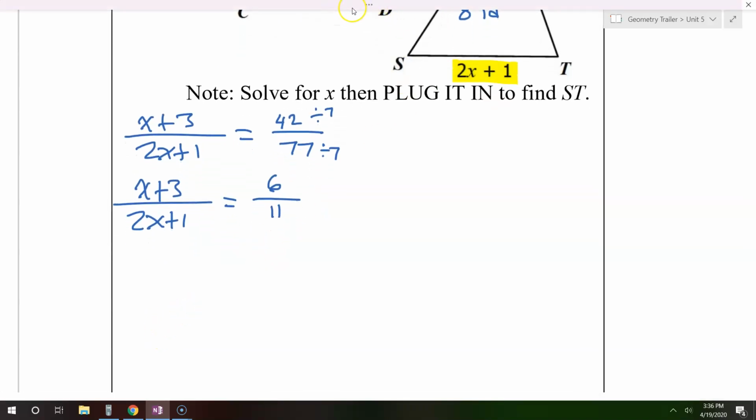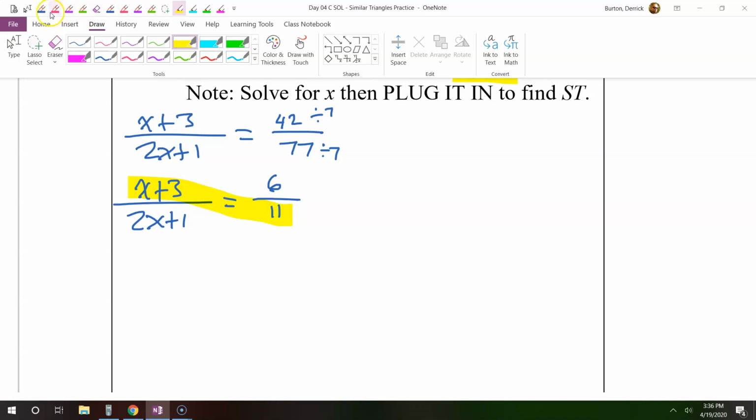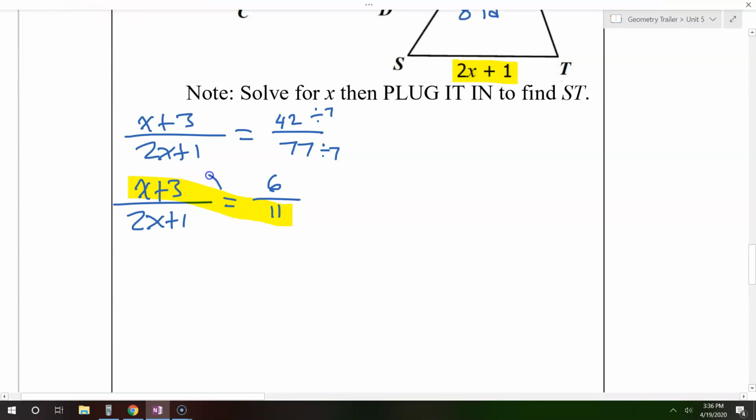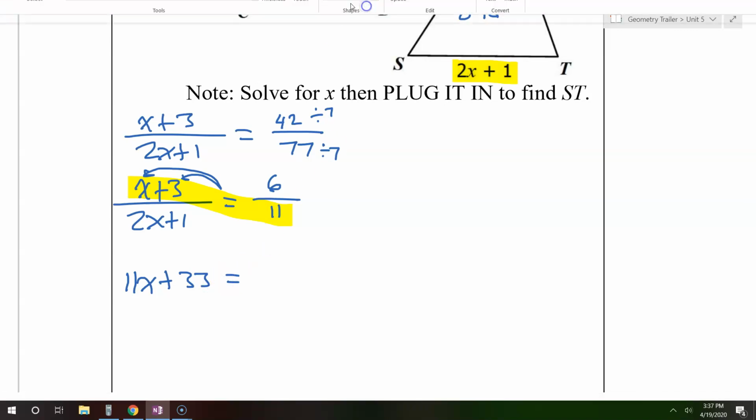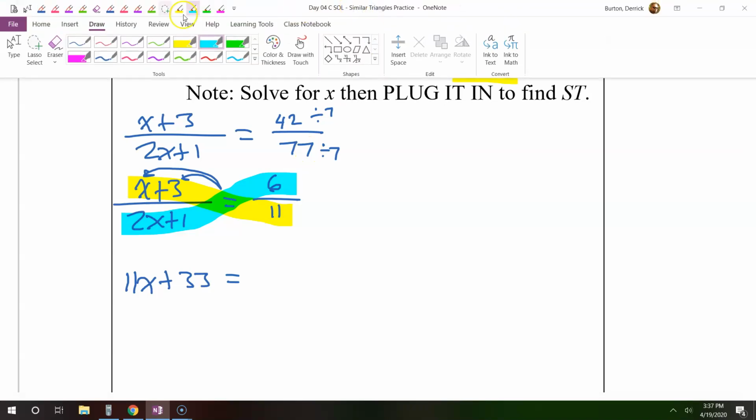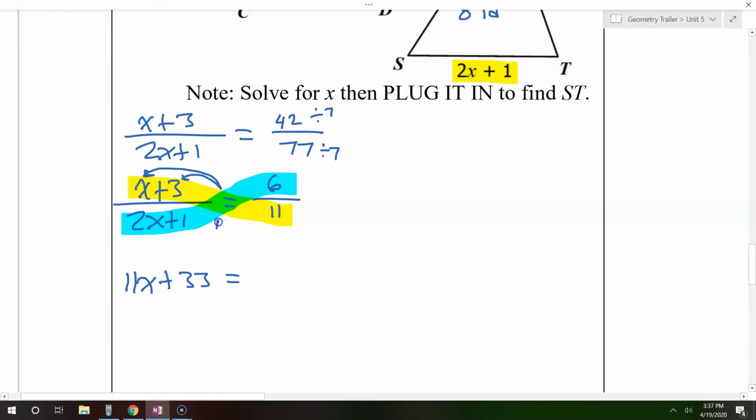So next we're going to cross multiply. So let's look at this diagonal. So we're going to take 11 and we're going to end up doing the distributive property with it. So that's going to give us 11x plus 33. Now let's do the same thing with the other diagonal. So we're going to take the 6 and do the distributive property with that. So that's going to give us 12x plus 6.